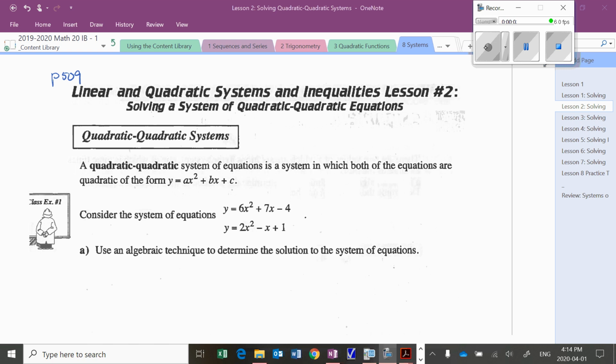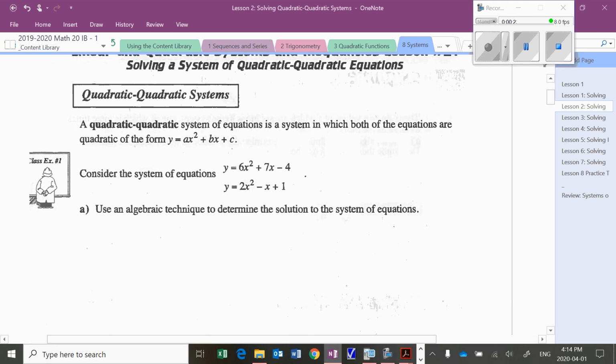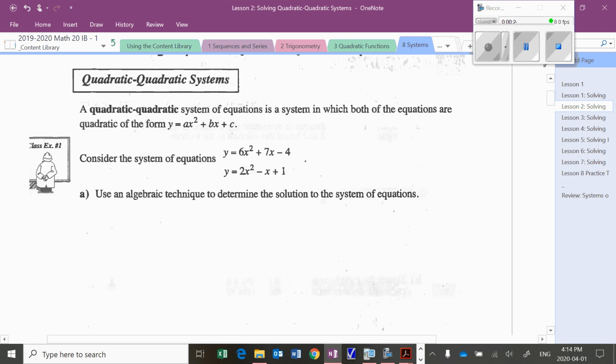So we're on page 509 in the Absolute Value Workbook for Math 20 and looking at how to solve a system of quadratic equations. So essentially we're looking at a system of equations having two quadratics. Both quadratics in this case are in the form ax squared plus bx plus c.